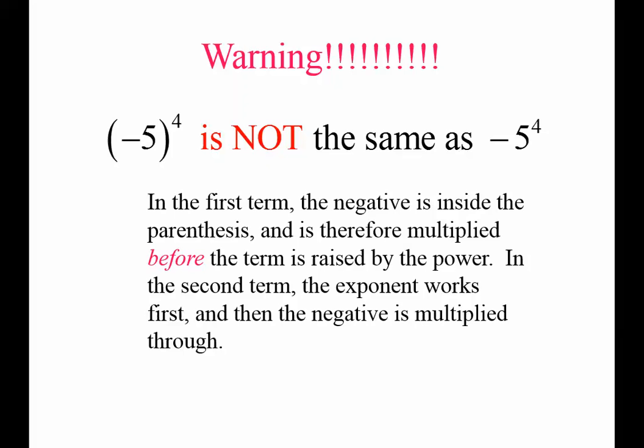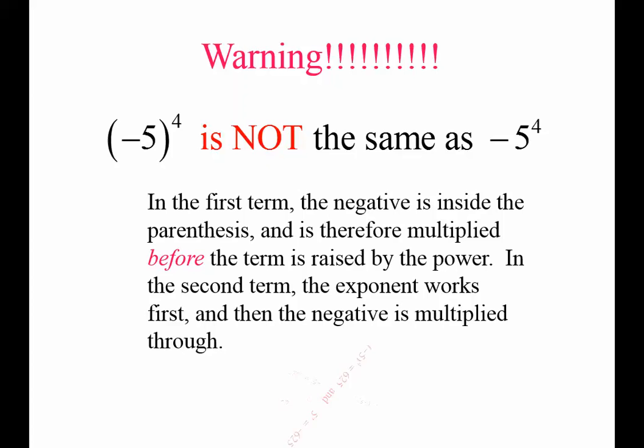So hopefully you remember that 5 to the 4th is going to be 5 times 5 times 5 times 5. That's 25 times 25. That's 625. But are we going to be dealing with a positive 625 or a negative 625? On the left, that quantity negative 5 to the 4th, that's going to produce a positive 625.